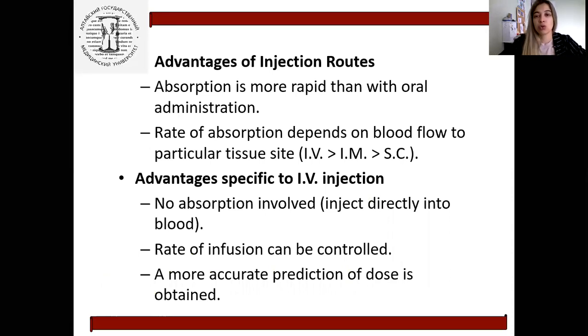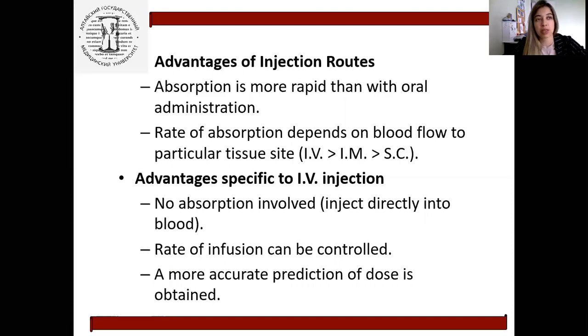What are the advantages of the injections? Intravenous, subcutaneous, and intramuscular. Absorption is more rapid than with oral administration, and the rate of absorption depends on blood flow to a particular tissue site. Intravenous has, of course, more absorption, you know that, because it directly goes to blood. Then intramuscular has more absorption than subcutaneous. And specifically for intravenous injection, we inject our drug directly into the blood. Rate of infusion can be controlled, and a more accurate prediction of dose is obtained.